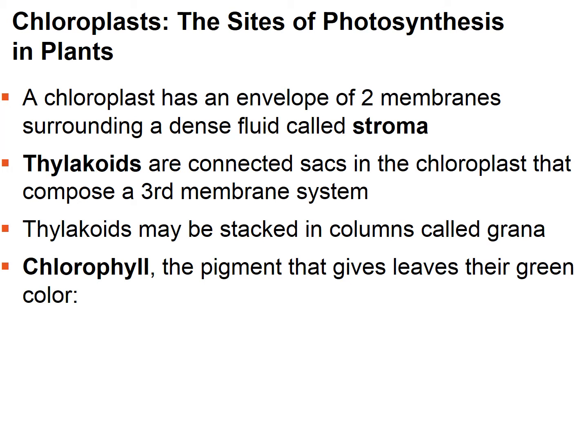Now, a chloroplast has an envelope of two membranes. These surround a dense fluid we talked about previously called stroma. There's a third membrane system, which are a bunch of connected sacs. Individually, these sacs are called thylakoids. When these thylakoids are stacked up in columns, they're called grana. Chlorophyll is the pigment that gives leaves their green color. Chlorophyll is found in the thylakoid membrane of the chloroplast. We're going to see later that chlorophyll is what absorbs light energy and drives photosynthesis.